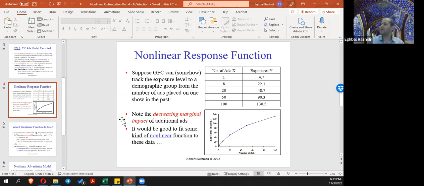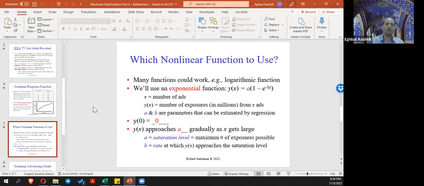Last time we did it with a natural logarithm. Today we want to do it with an exponential function. Many functions could work: the logarithm function, the natural logarithm. So today we're going to do the exponential function. For the exponential function, we're going to use this function.